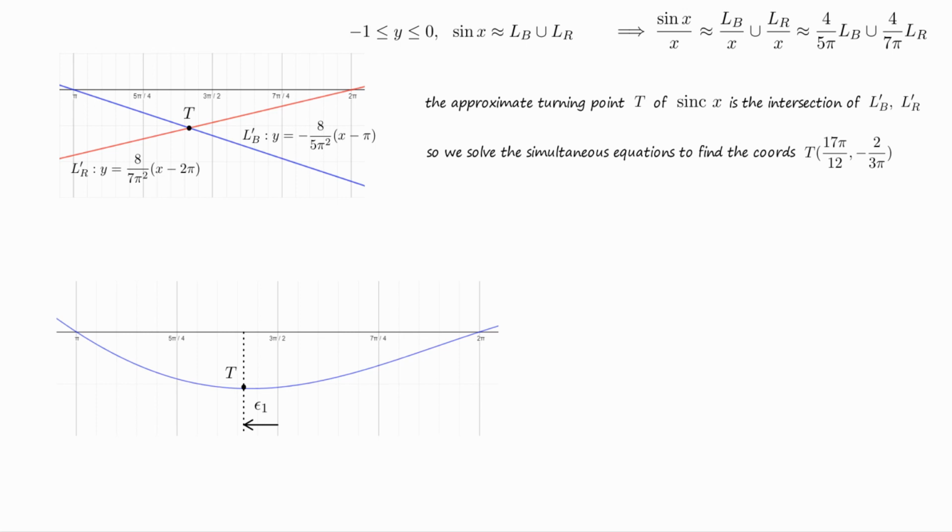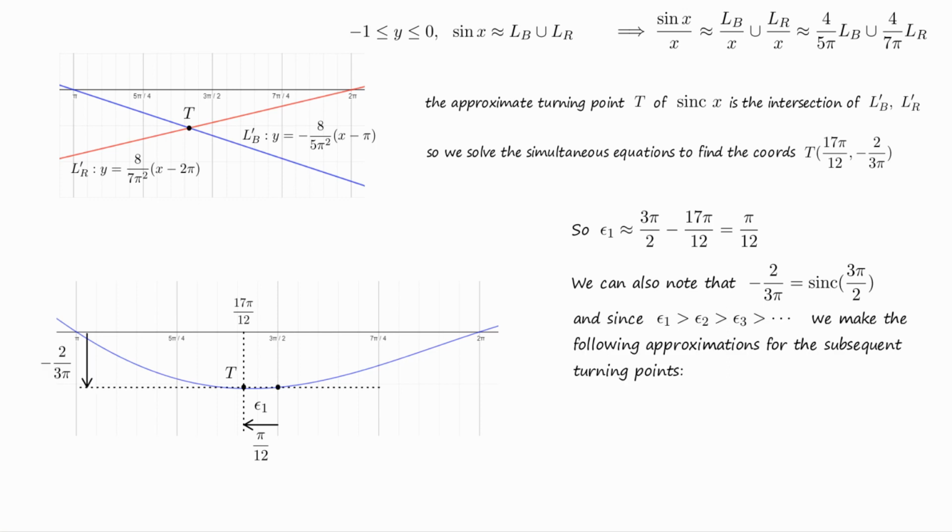We want the value of epsilon sub 1, the shift of the turning point, which we show here on the graph, with the dotted line indicating x equals 17 pi by 12. And we see that with our approximation, epsilon sub 1 is pi by 12. We can also note that -2 over 3 pi is in fact sinc of 3 pi by 2, i.e. it is the y-coordinate of this point.